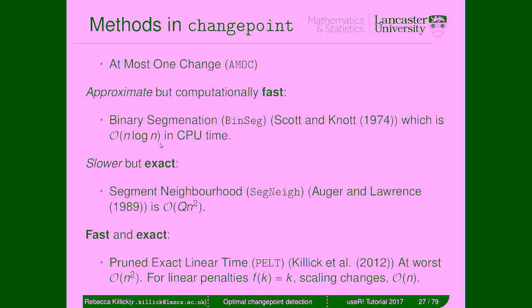If you don't mind being a bit slower because you want an exact solution, then you can use the segment neighborhood, which I know Toby's going to talk a bit more about later. That's the SegNeigh option, and that's Auger and Lawrence in 1989, and that is order Q n squared, where Q is the maximum number of change points that you want to search for.